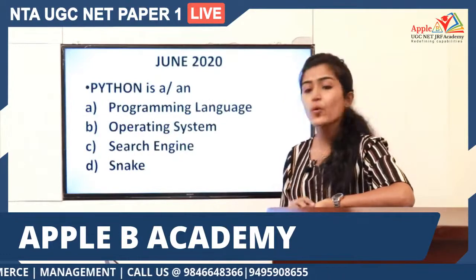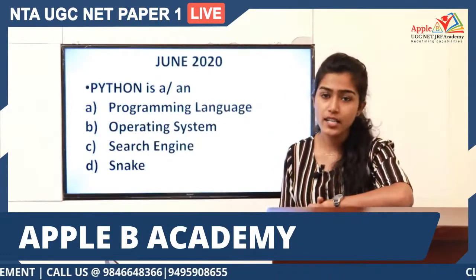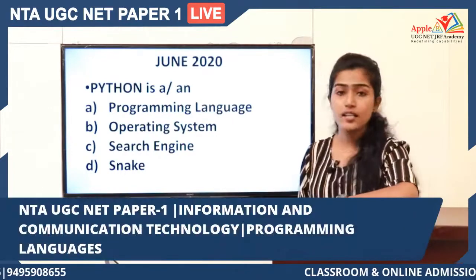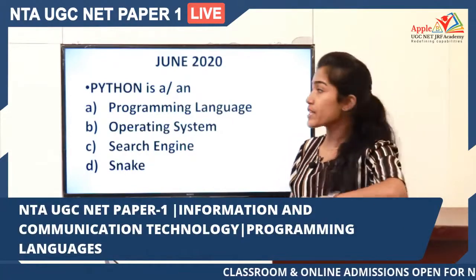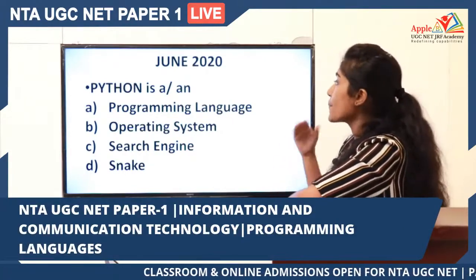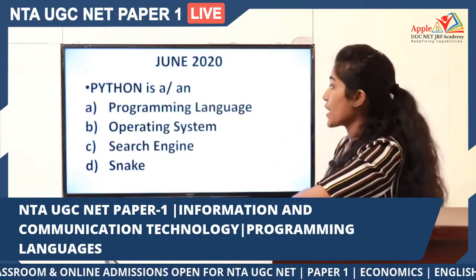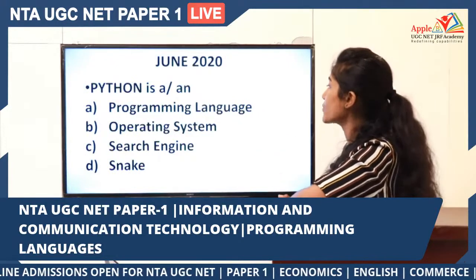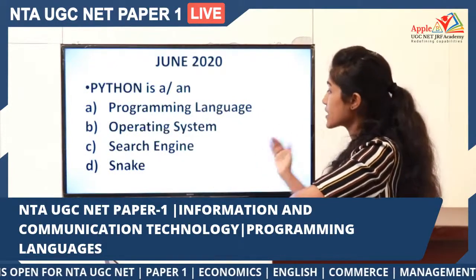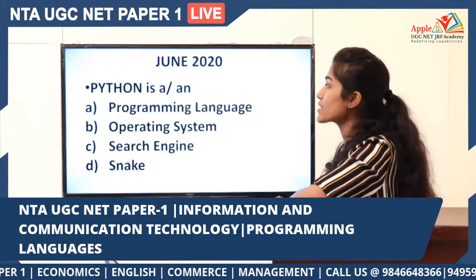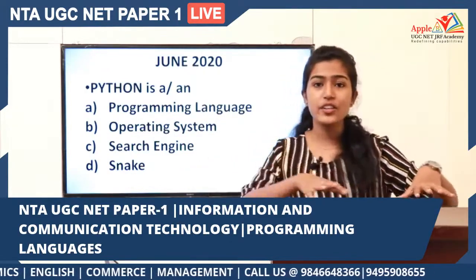So now we are moving to a few questions that were asked from this particular area. Here you have the first question that was asked in June 2020 in the recent exam. The question is, Python is a or an? Very direct question, with the options: programming language, operating system, search engine, and snake.